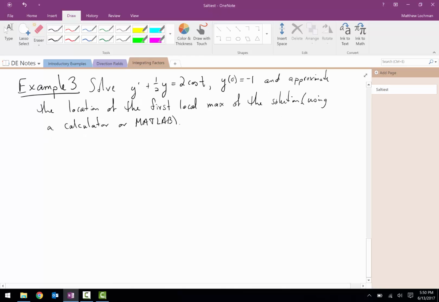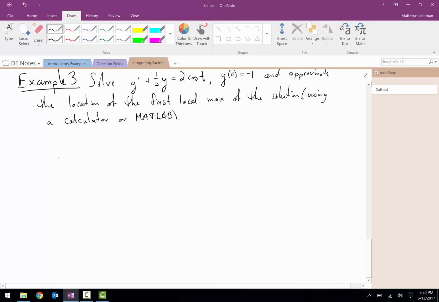All right, so the first thing we'll do, like all the other problems, is find the integrating factor, which is e to the t over 2. Okay, then we will multiply everything by that.